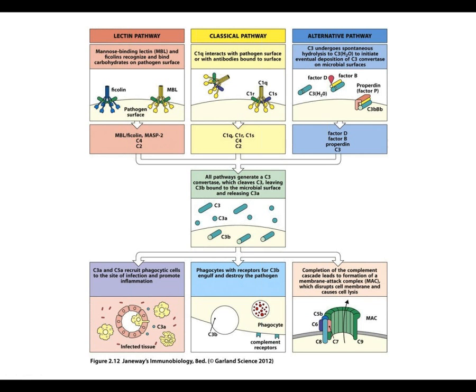So in the innate immune system, a lot of what's happening is either disrupting the cell membrane leading to death, right, or making it more desirable for other parts of the immune system, like the phagocytes, to engulf and destroy. All right.